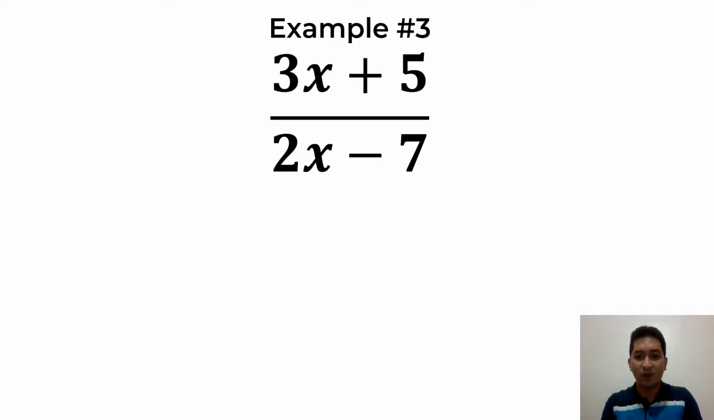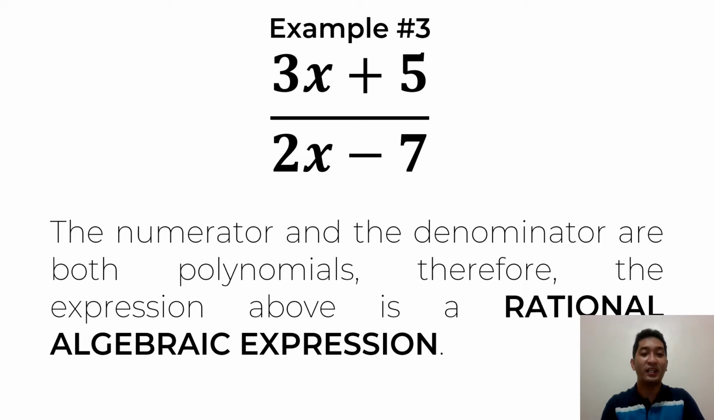Okay, so let's try to analyze if this expression here is an example of a rational algebraic expression. So how do we know it? First, look at the numerator, and then second, look at the denominator. If the numerator is a polynomial, and if the denominator is also a polynomial, meaning the expression is a rational algebraic expression. Let's look at the answer. The numerator and the denominator are both polynomials. Therefore, the expression is simply a rational algebraic expression.